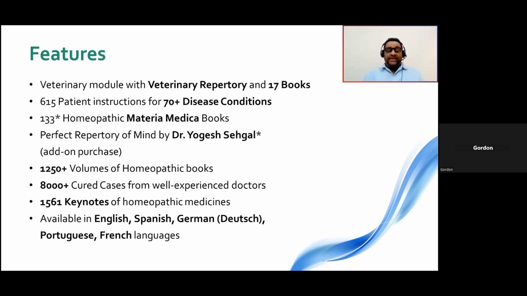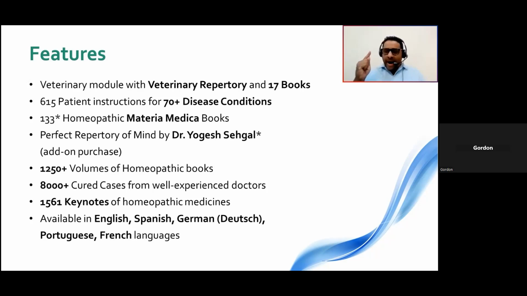It has also got 1,250 homeopathy books. This is unmatched stuff. No software in the world today gives you 1,250 homeopathy books. Amazing. 8,000 cured cases from well-experienced doctors.